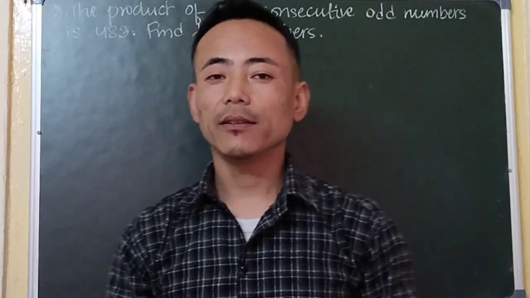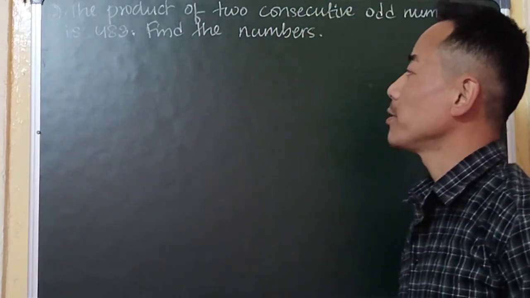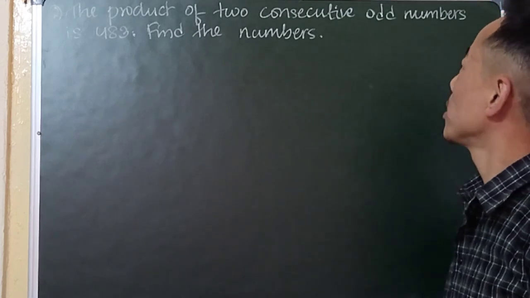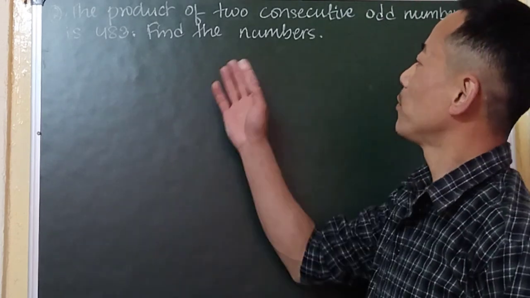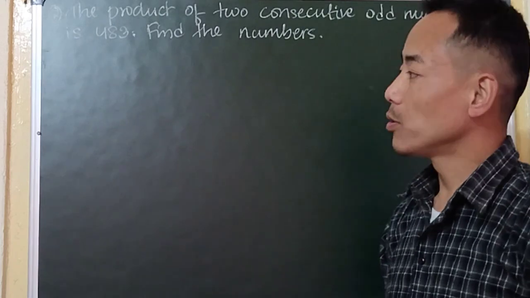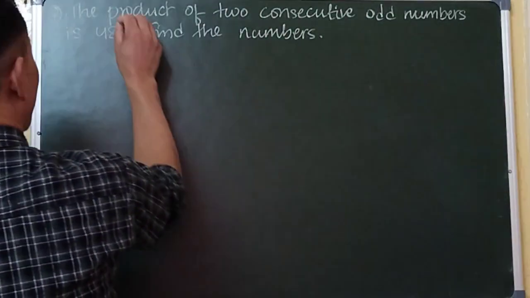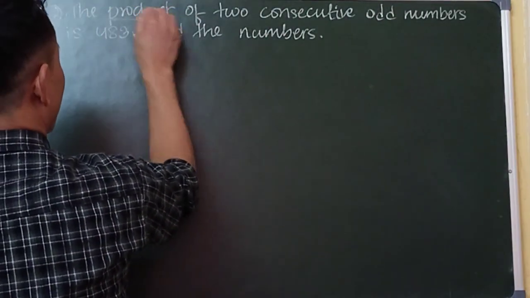Alright, so let's try the second question. So the question is, the product of two consecutive odd numbers is 483. You have to find the numbers. So product here means when you multiply. So you have to understand the meaning of the word.